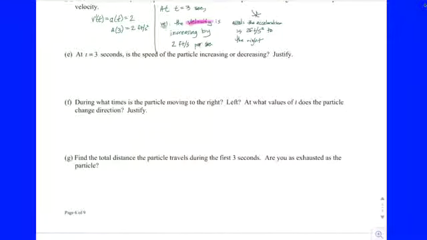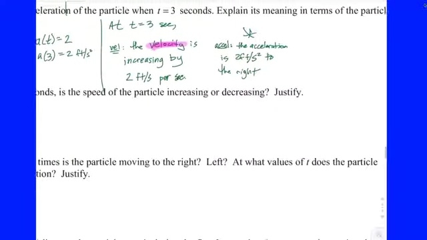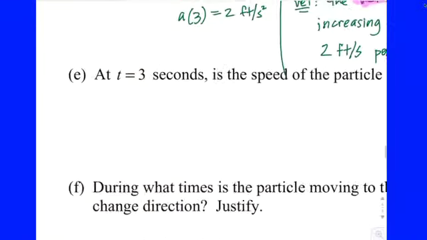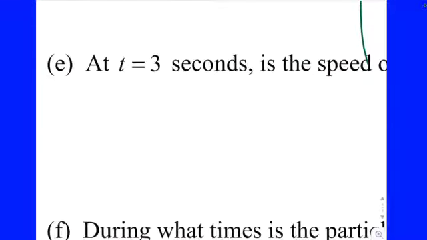All right, so we're on part E. I'll try to go a little bit faster here. At t equals 3 seconds, is the speed increasing or decreasing? That is kind of like what we did in the warm-up. Speed is different than velocity, so what do we need to look at again?